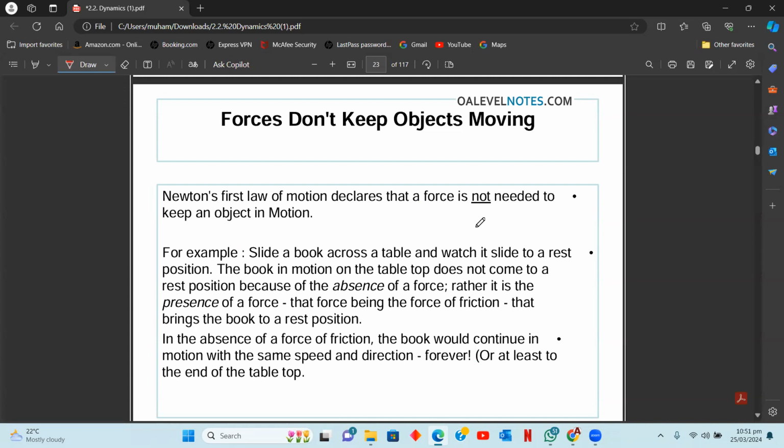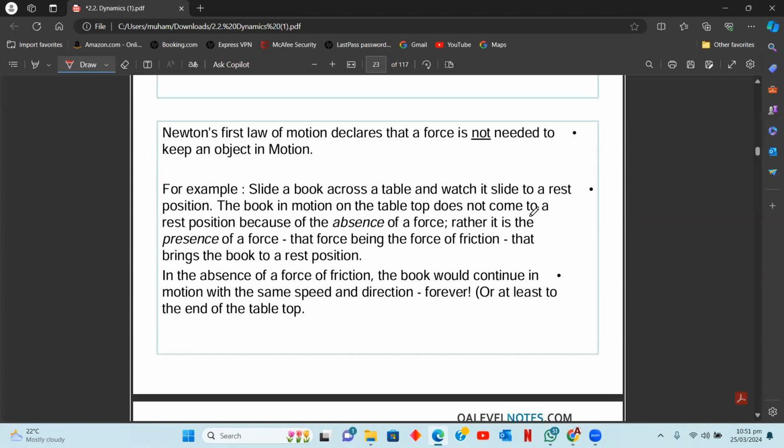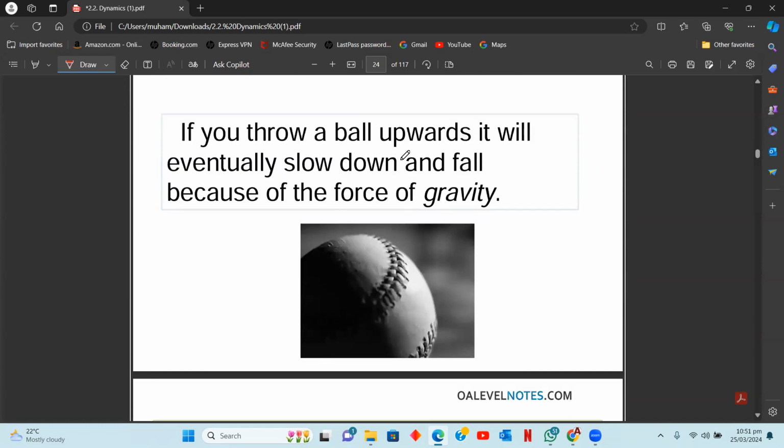What I mean to say is that force is the thing that causes the object to stop. The object may continue moving because of inertia, but in the end it is a force that comes and stops it. The force of friction will resist. A ball thrown upwards would eventually slow down and fall because of the force of gravity. This is a perfect case of upward and downward motion. Here it touches the peak, then it would come down and eventually come to rest.